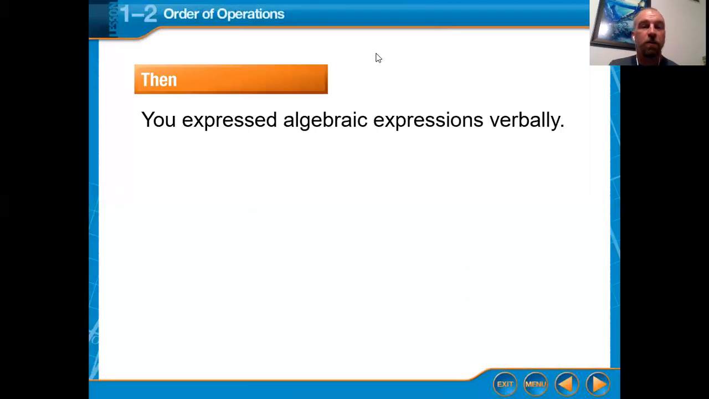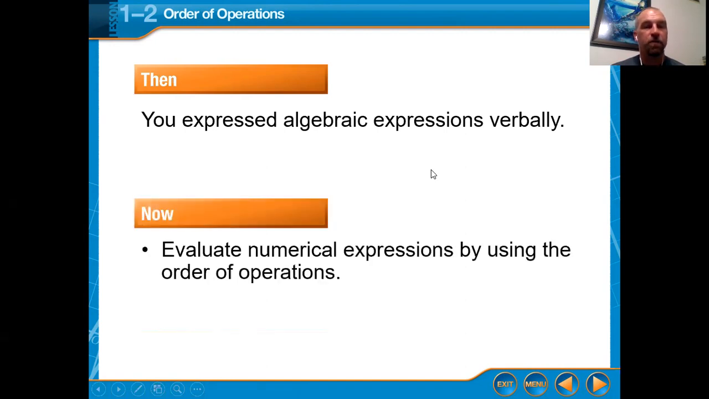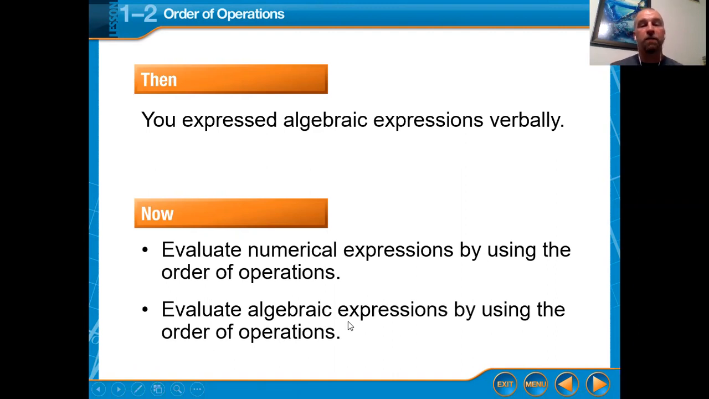In the past, we talked about algebraic expressions verbally. That's what we just did in the last lesson. We converted back and forth between verbal and algebraic expressions. Now we are going to evaluate some numerical expressions by using the order of operations, all numbers in these first sets of expressions. Then we're going to evaluate some algebraic expressions, still using the order of operations. But algebraic means you're going to have some variables, but those variables are going to be replaced with numbers using substitution when you're given a value for the variable. So we'll see what that means.